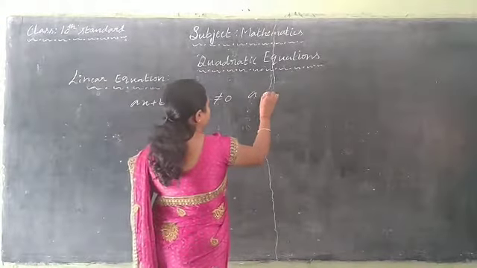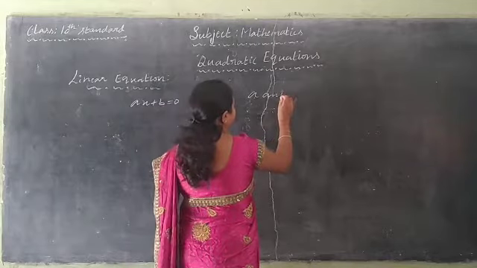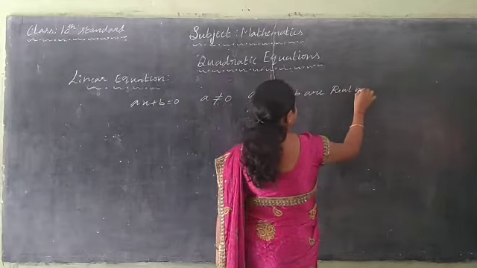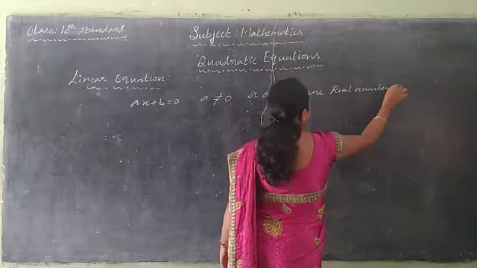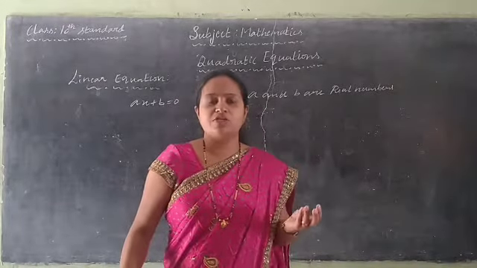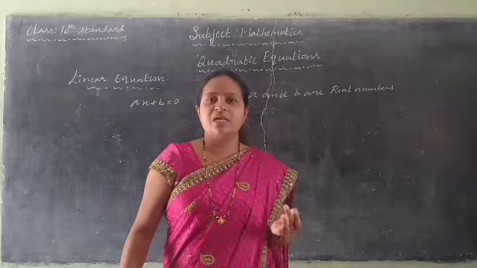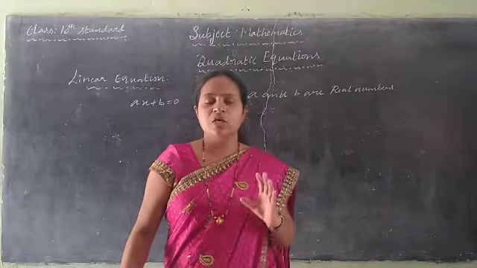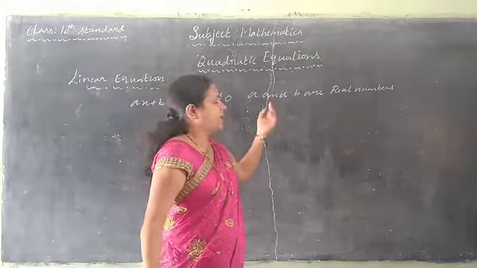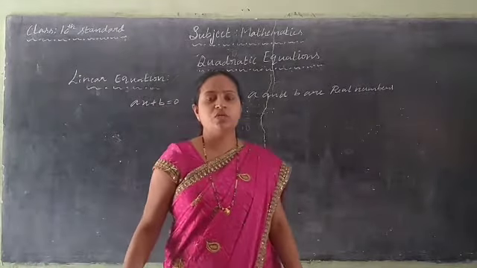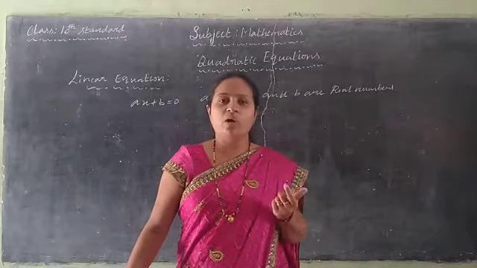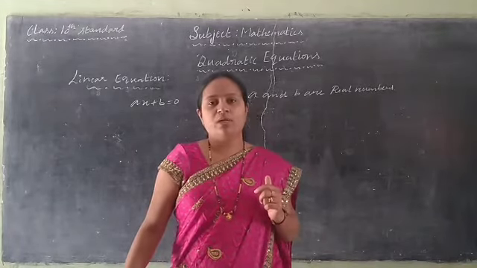Then a and b are real numbers. I think you know the meaning of real numbers, isn't it? Real numbers means it is a set which includes natural numbers, whole numbers, integers, rational numbers, and irrational numbers. So, the set of all these numbers is called as a real number. So, here a and b are the real numbers. Understood? So, linear equation means it is an equation where the degree of the given polynomial or equation should be equal to 1. Got it?